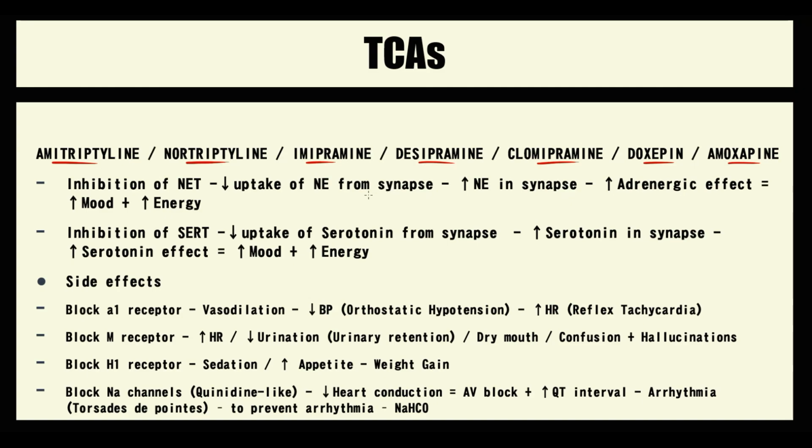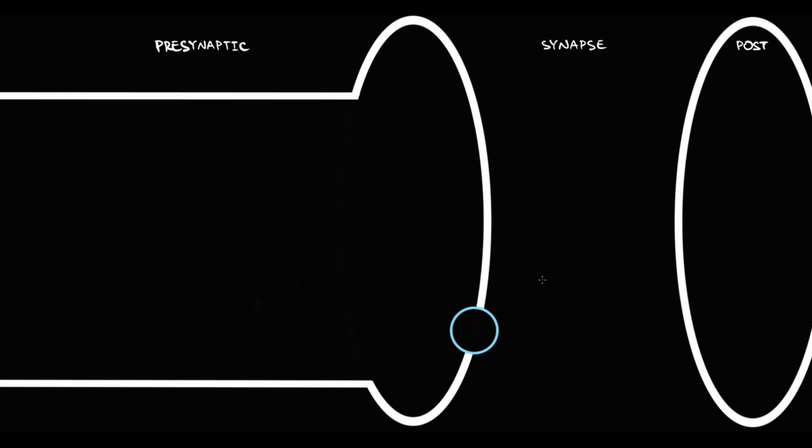Tricyclic antidepressants have two mechanisms of action. First of all, they inhibit norepinephrine transporter. And to explain this, we have to know how adrenergic neurons work. So we have presynaptic neuron, synapse, and postsynaptic neuron.